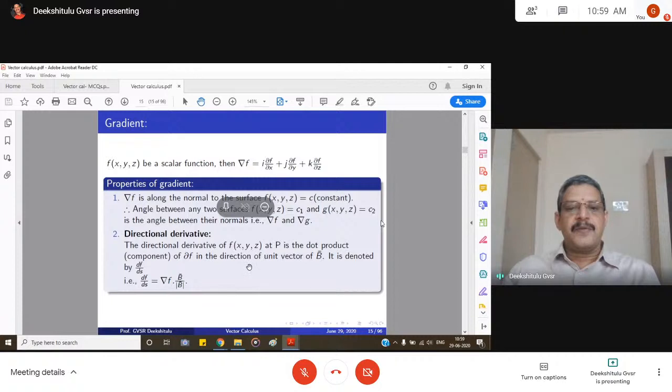The directional derivative of f(x, y, z), the given surface at a point P, is a dot product, a component of ∇f in the direction of the unit vector of b bar. It is denoted by df/ds.